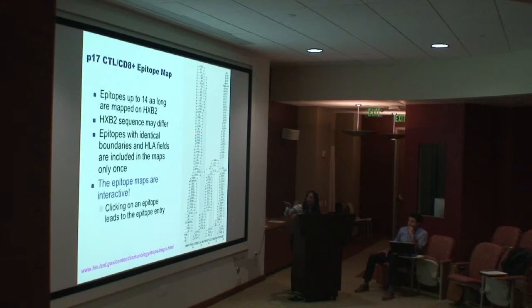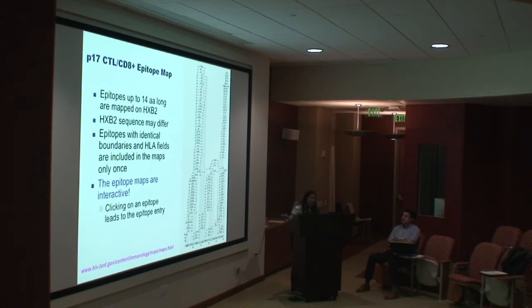And you can see that each epitope here is bounded by these two arrows and the line. And it's also referenced by the HLA that restricts it. So if you have two that are the same location and same size, but they're two different HLA that restrict it, then it's given twice.